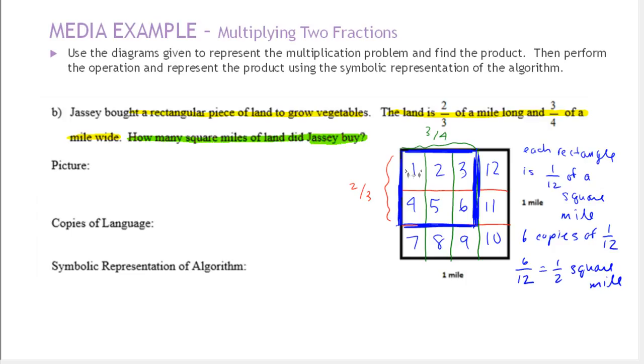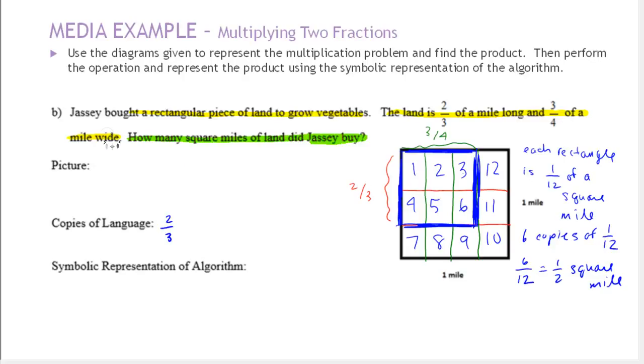Okay. So now let's use copies of language. What we did is we found 2/3 of one and then took 3/4 of this 2/3. So here's 2/3. Then we only took 3/4 in the other direction of the 2/3, which eliminated all of these. We could also think of it in the other direction, 3/4 of 2/3. It doesn't make a difference which one is the length and the width in this case. In a lot of application problems, even though the answer is the same, it would change the context, but in this one it's the same.